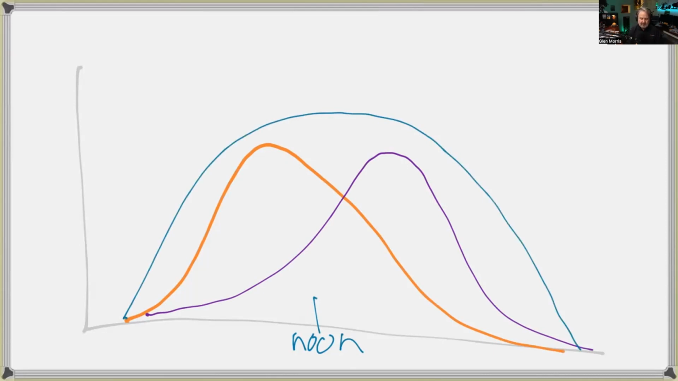Whereas, I'm getting a lot of lines here, I'll do it in grey. If I had a north-facing array, it would just have one peak in the middle of the day. I've exaggerated the peak, but it means that you get a lot of power in the middle of the day and less at either end of the day.